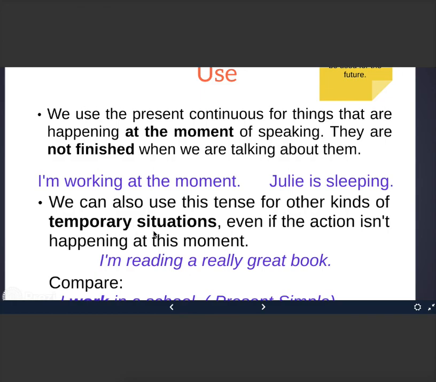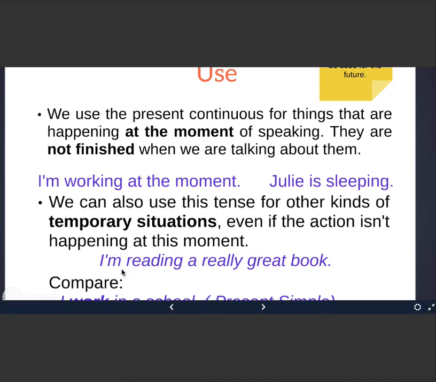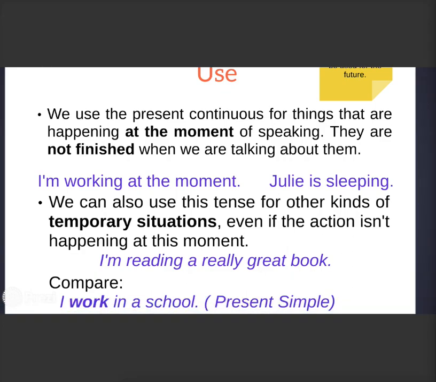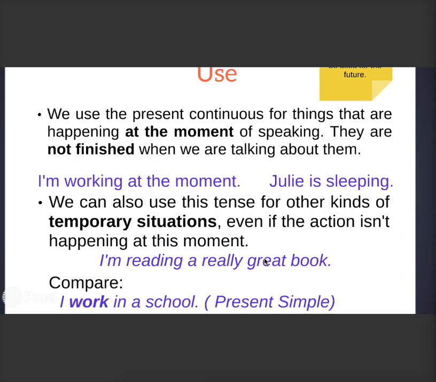En el presente simple decíamos que hablábamos de cosas temporales. She works, she studies at a school. She works in a bank. Son cosas generales, cosas que son permanentes en la vida en ese momento. En el presente continuo también tenemos una forma de hablar de situaciones permanentes, pero es diferente por esto. Look at the example. I am reading a really great book. Give me a second, please. Okay, sorry. I am reading a really good book.